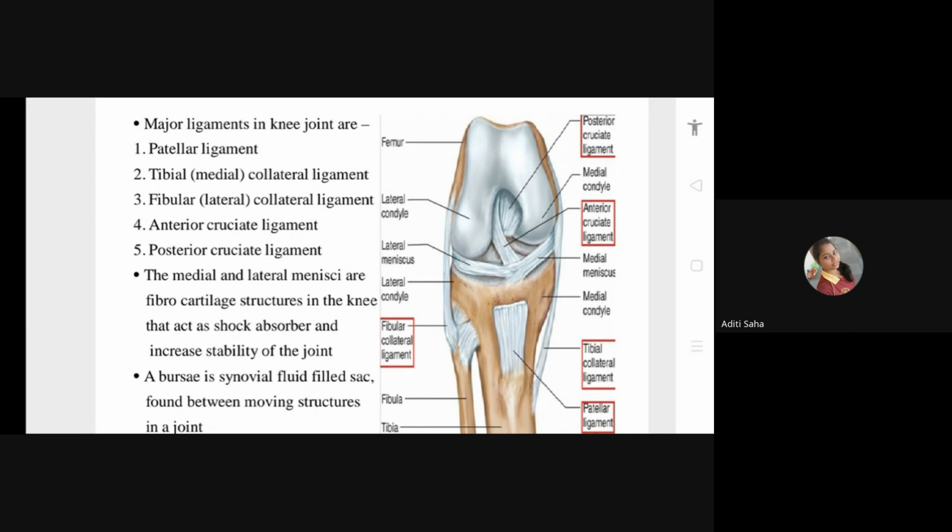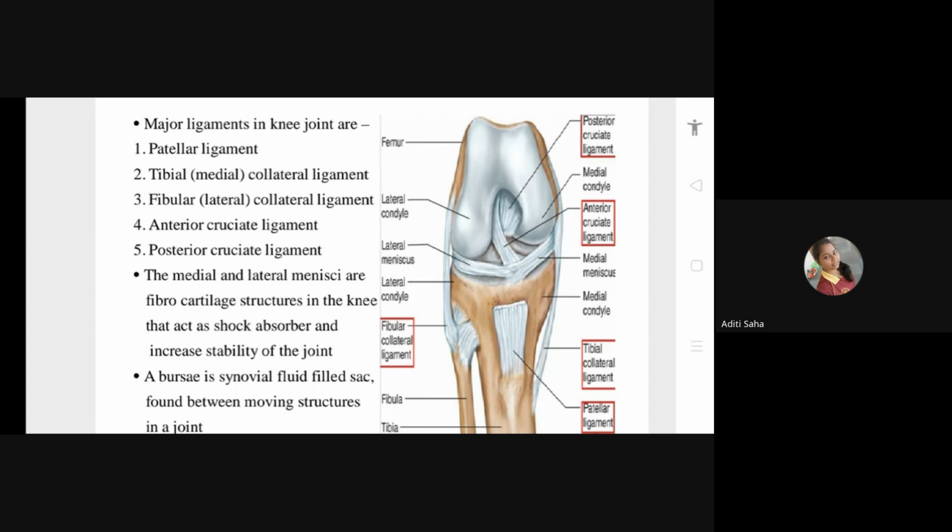Anterior cruciate ligament. The name is already cruciate. So this ligament is very, very crucial. You can see this anterior cruciate ligament in the middle of the joint, which is binding the joint properly. Next is the posterior cruciate ligament. It is on the back side, which is binding the joint. That is why it is the posterior cruciate ligament.